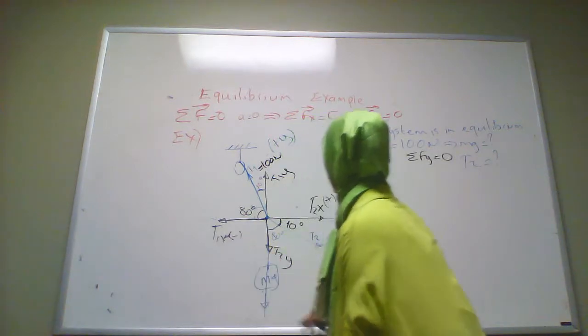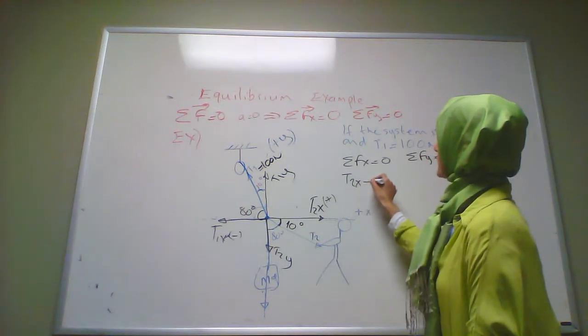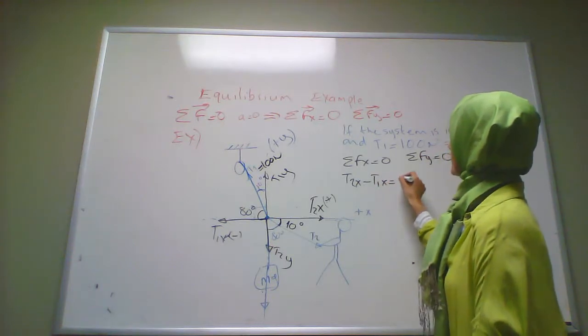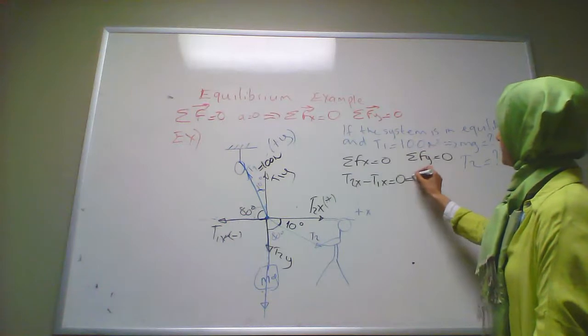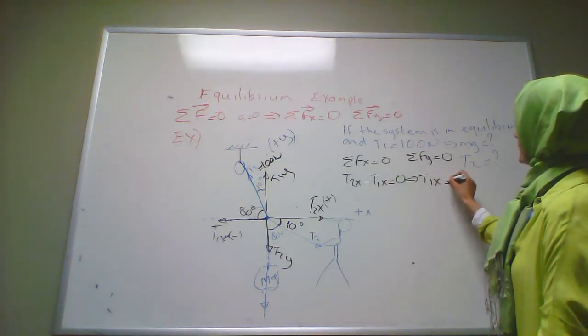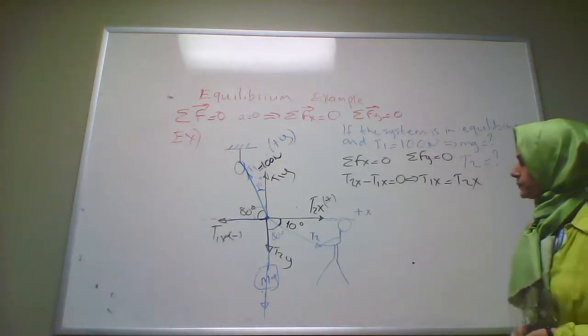So minus, when I put the magnitudes, I will have T2x minus T1x is equal to 0. And this gives me T1x is equal to T2x. And there I found my T2.